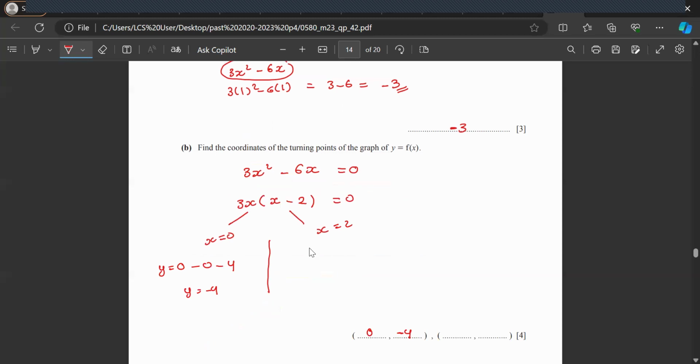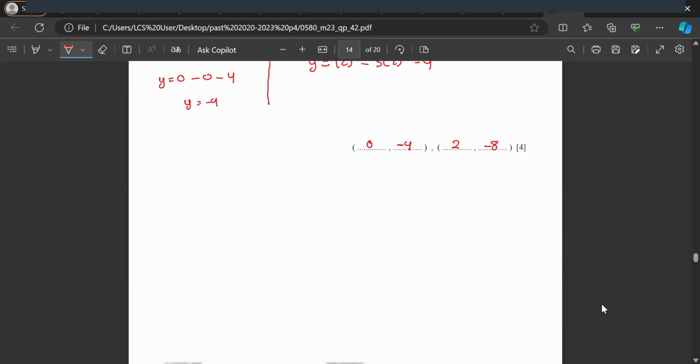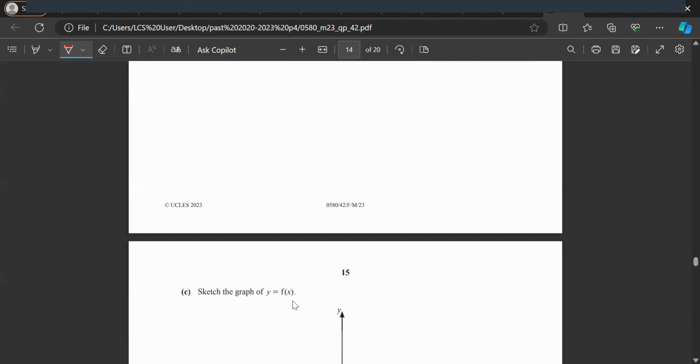Then here, y equals 2 cubed minus 3 times 2 squared minus 4. Calculate this, it will be 2 and negative 8. Till now, nothing new. Now he wants me to sketch the equation, which is y equals x cubed minus 3x squared minus 4. And I will write the turning points here: 0 and negative 4, and 2 and negative 8.